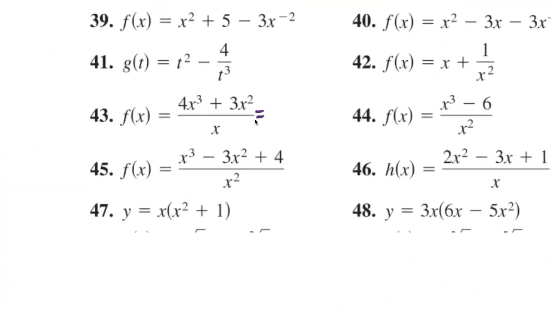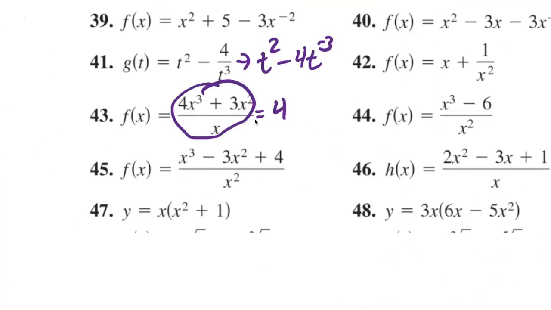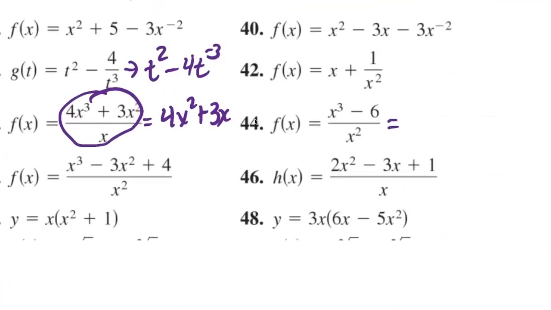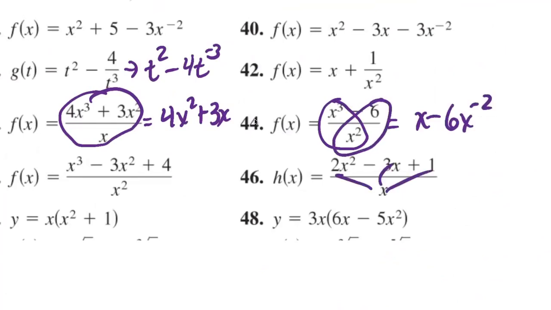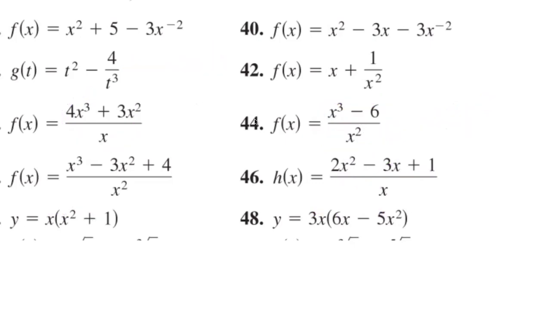You've got to have it written simply. Like for instance, if you were doing 41, you'd write this t squared minus 4t to the -3. You got to have everything on the top. So this one all has an x in it. So I'm going to reduce and make it 4x squared plus 3x. And then take my derivative. Like if I was doing 44, I would have to make this x minus 6x to the -2. Here, I'd have to put x into everything. Here, I would have to distribute, and so on and so forth. You've got to get it written as just like a string.